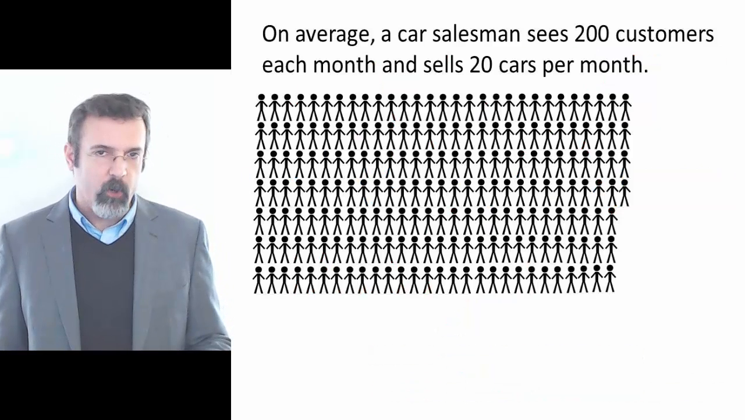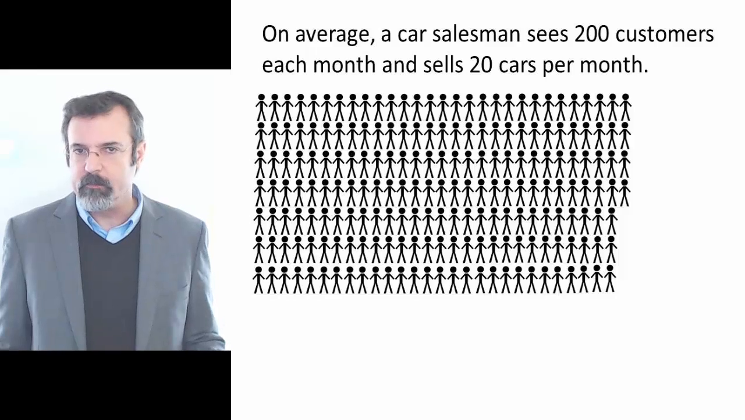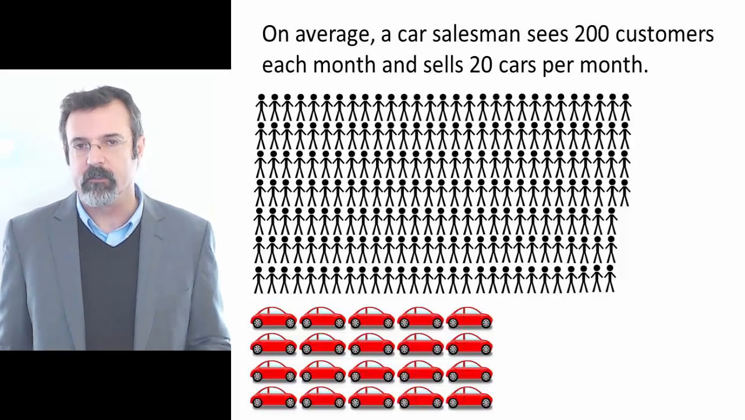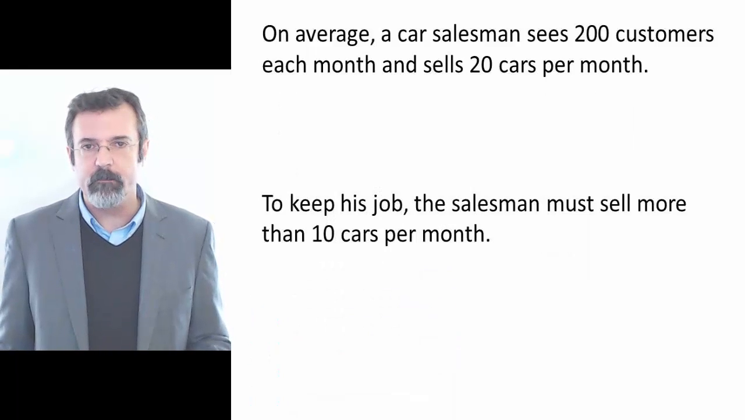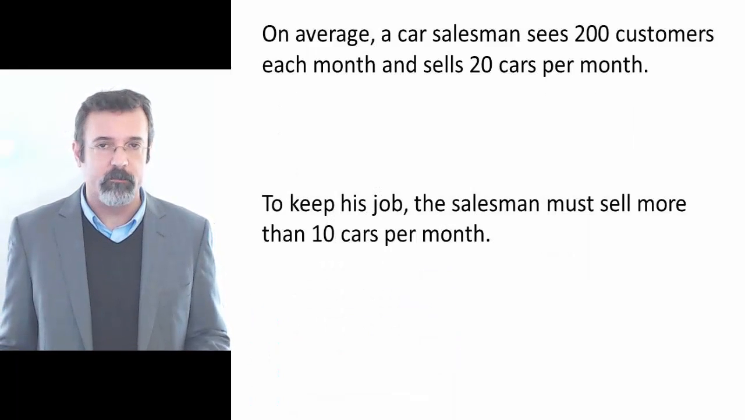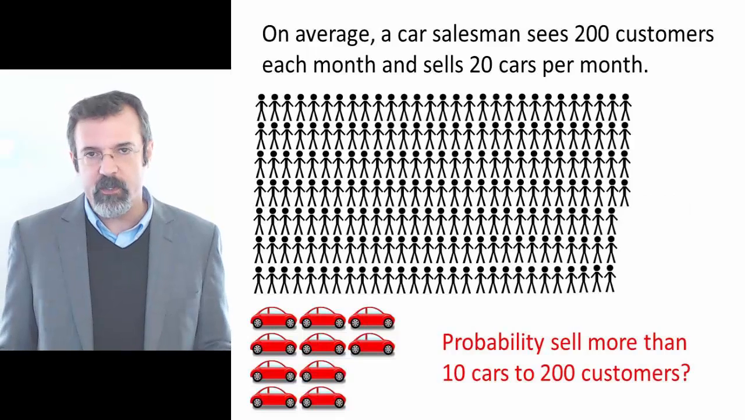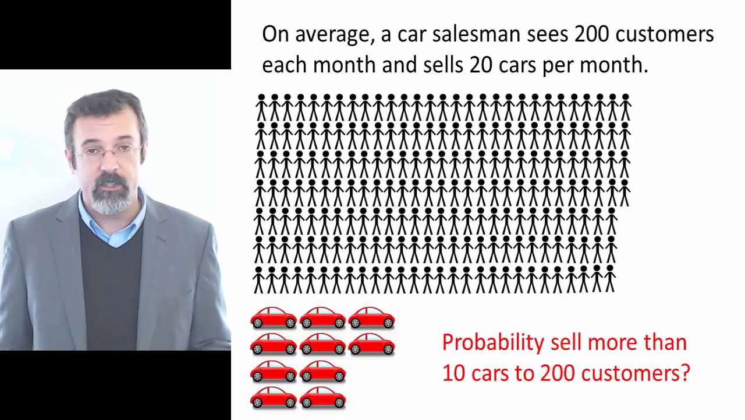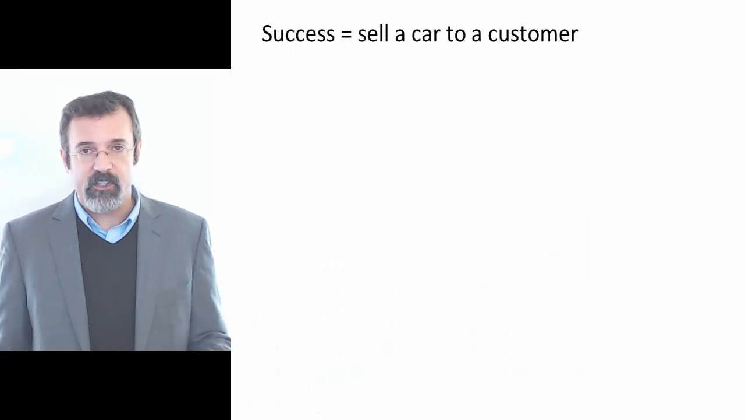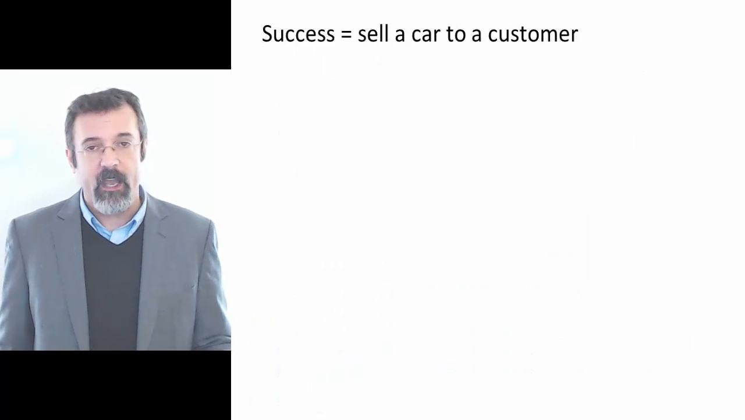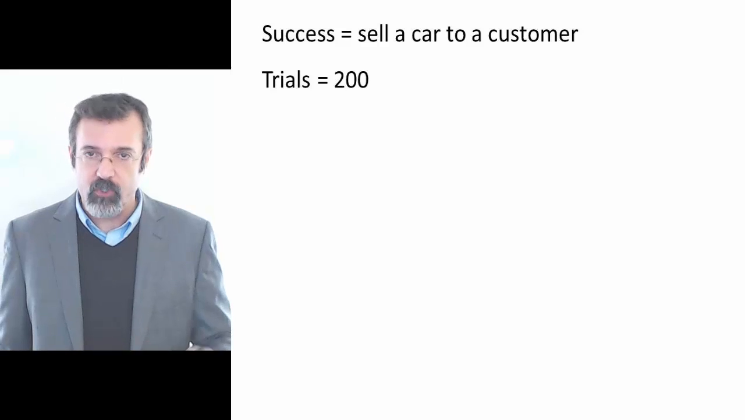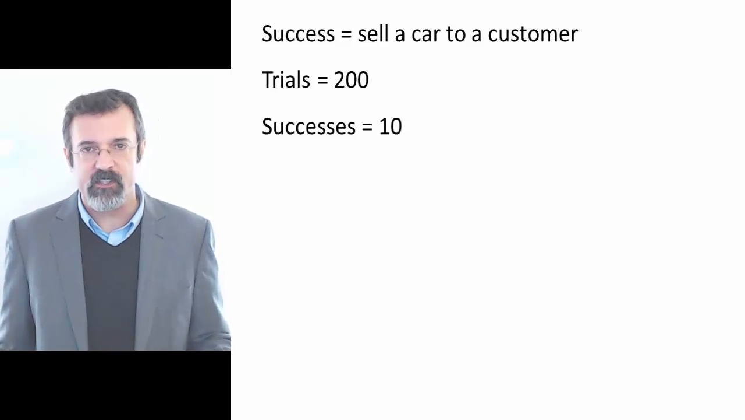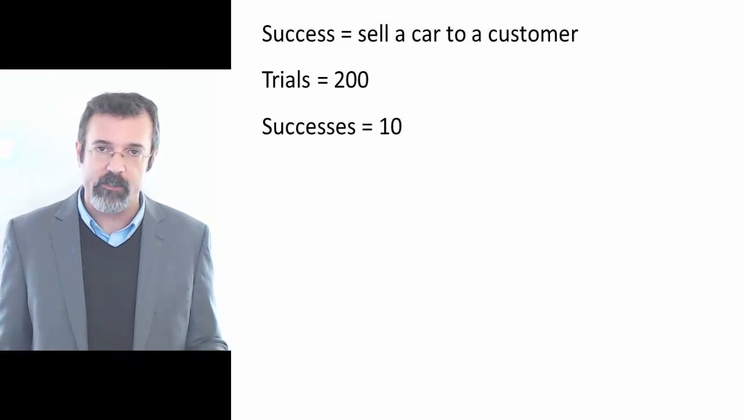For example, suppose that on average a car salesman sees 200 customers per month and sells 20 vehicles a month. To keep his job, the salesman must sell more than 10 cars per month. Given this information, what's the probability that the salesman will sell more than 10 cars this month? This is a binomial distribution. Success is selling a car. We have 200 trials. That's the 200 customers that will come in this month. We're looking for more than 10 successes. That's more than 10 car sales this month.